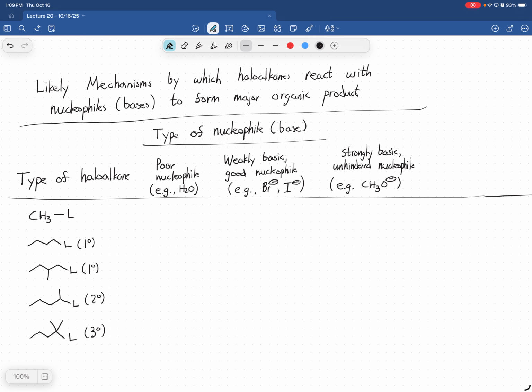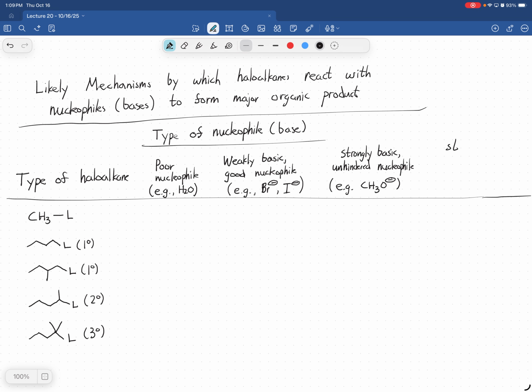And the last one here we have is strongly basic, but in this case, they are hindered, so they are branched at the reacting nucleophilic atom.